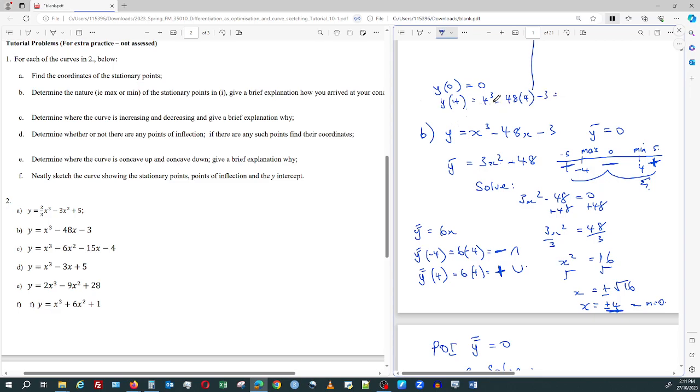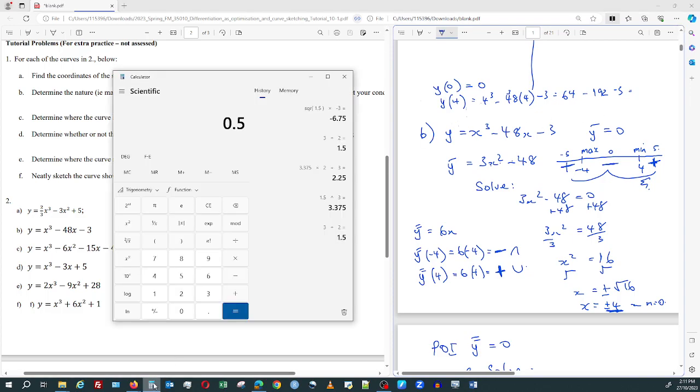So 4 4s are 16, 4 4s are 64. 4 8s are 32. 4 4s are 16, 17, 18, 19. 192 minus 3, 195. So we've got 64 minus 195, so 64 minus 195 is minus 131.